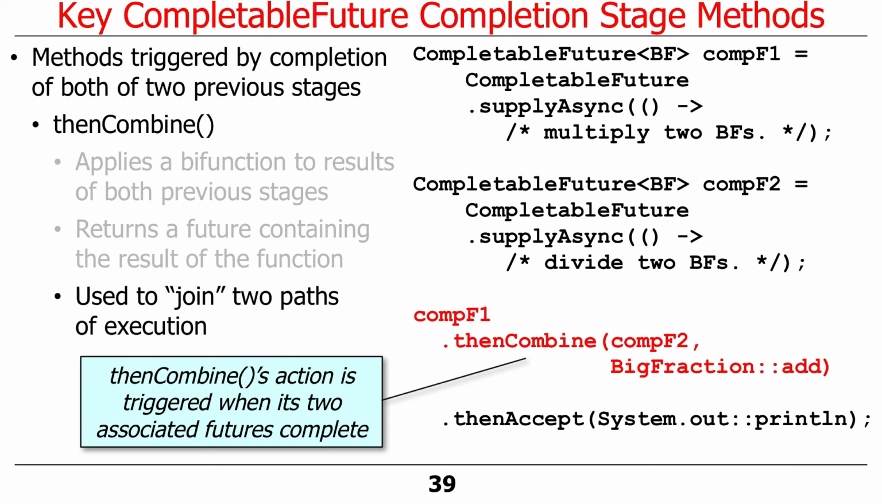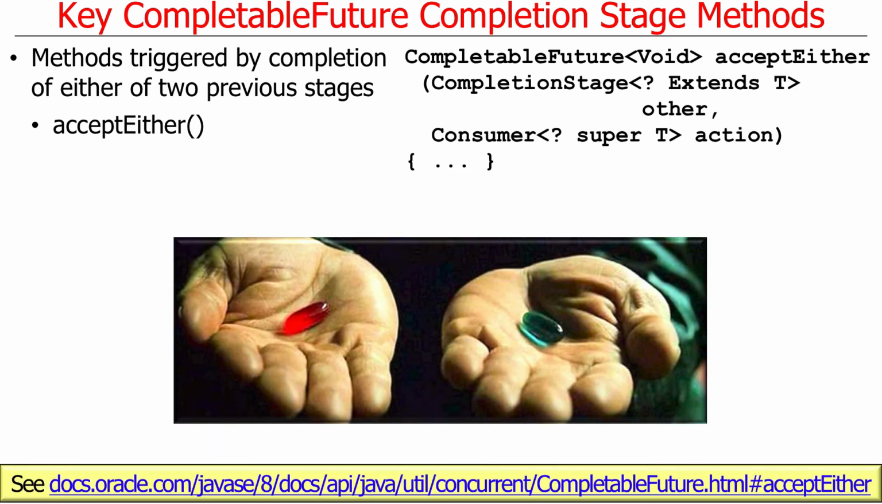Here's an example. Let's say we have two completable futures, compF1 and compF2. They both go and do some computation. This one's going to multiply two big fractions. This is going to divide two big fractions. And then we're going to take the results of both of those things when they're done, and we're going to add them together. So just showing you can do a bunch of stuff, and then you can wait for those things to finish, and then you can apply yet another operation, which in this case is to combine the results. Okay, so that's and, right?